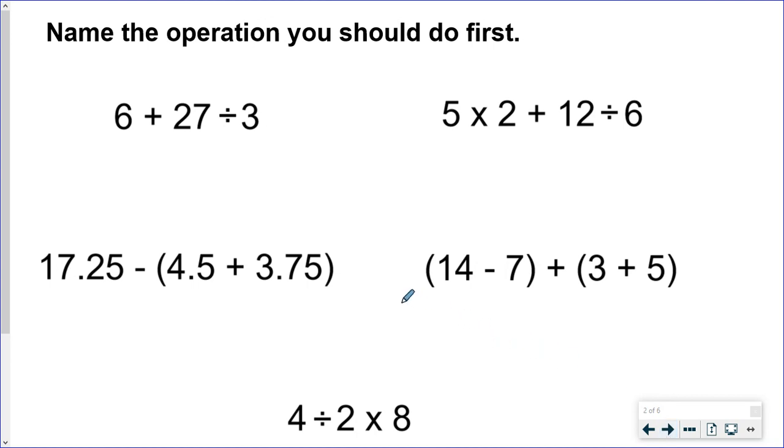All right, so let's see what we remember from the previous page. I have 5 problems up here, and we're not going to solve these problems. We're not going to solve them. We're just going to name what operation you would do first in these particular situations.